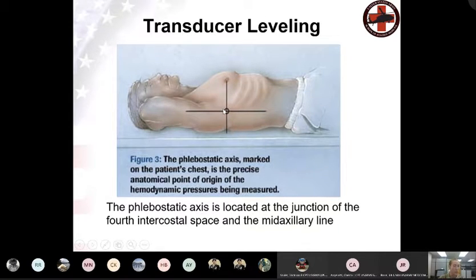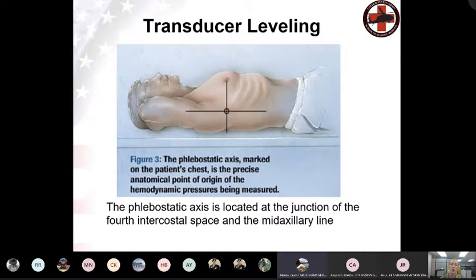Now, Major Manzo, can you tell me a little bit about why we might want to level a transducer? I mean, it needs to be leveled so it's getting an accurate pressure measurement. If it's too high or too low, it's going to impact your measures and your waveforms.